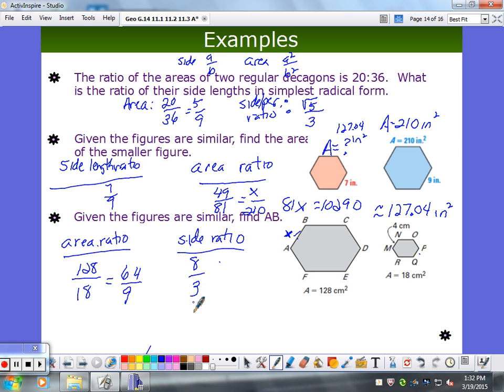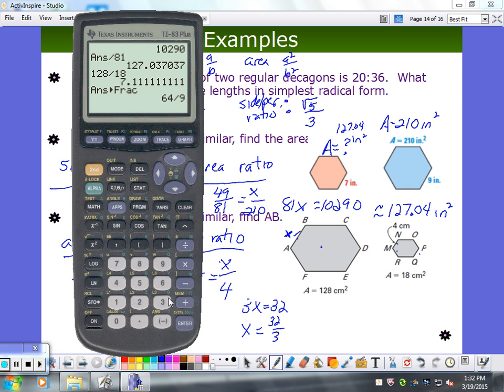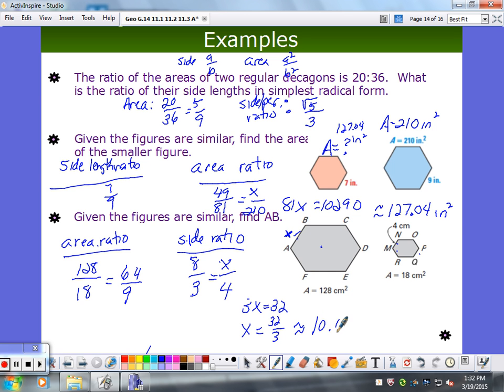Because now I know the side ratio going 8 to 3, big to small. So this one I don't know, so that's where the x goes, the big to small, but I do know the other one. So the other trick to this is not only finding the ratio, but make sure you're setting up your proportion correctly. Big to small, and then 3x equals 32, which means x is just 32 thirds. But let's see what kind of number that is. 32 thirds, 10.67-ish. I'm finding a side, right, so that's not an area. Yes?